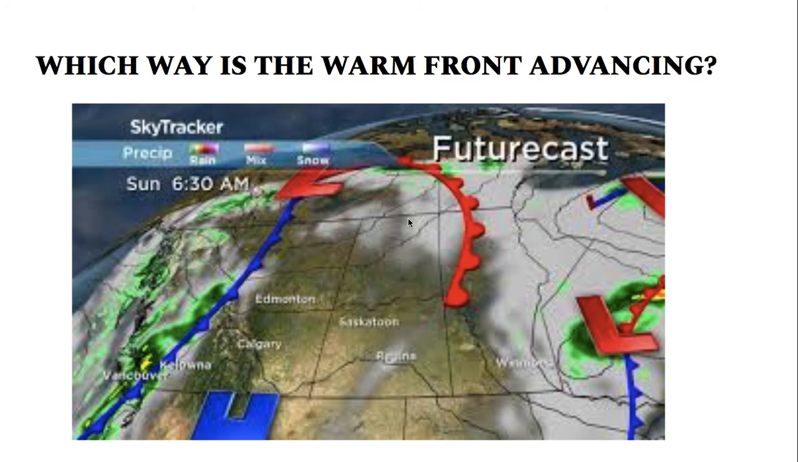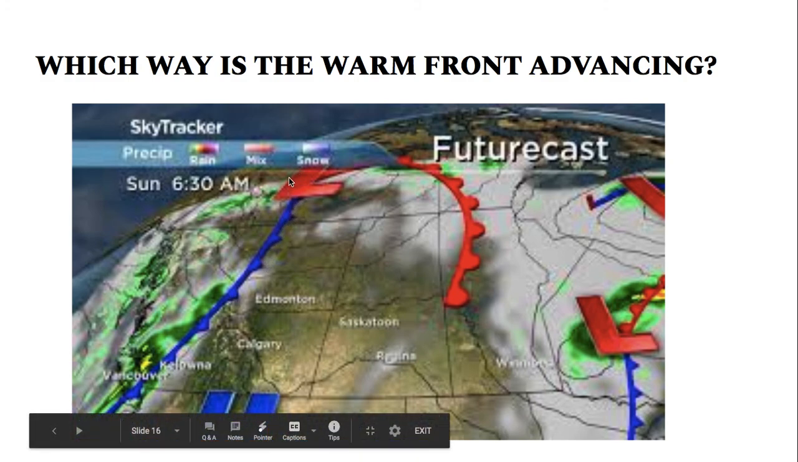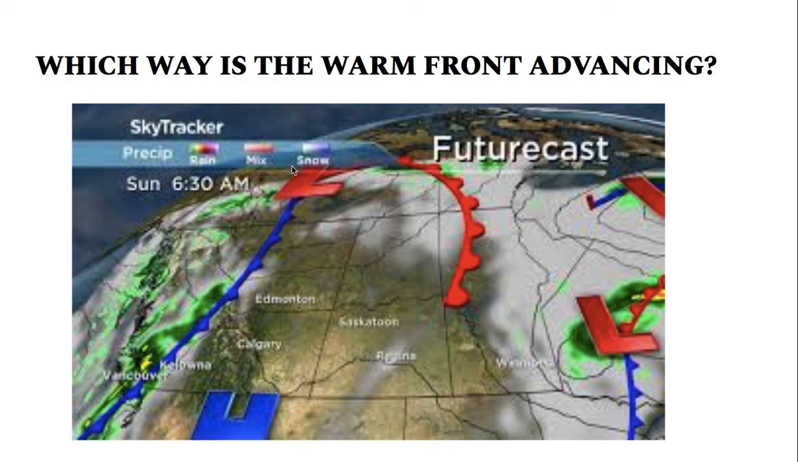Which way is the warm front advancing? We can see that the warm front is advancing to the east. You can see that there's a little bit of cloud cover ahead of this front because the warm air is sliding up and over it. Here we have our cold front behind it. Right here where this L is, this is where the occluded front is going to happen once this cold front catches up to this warm front.